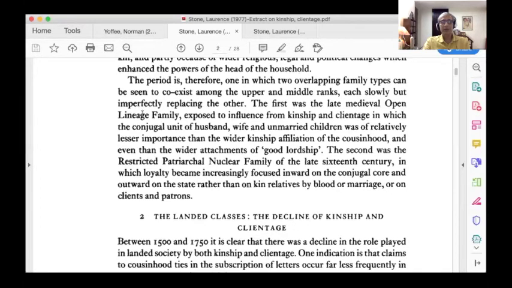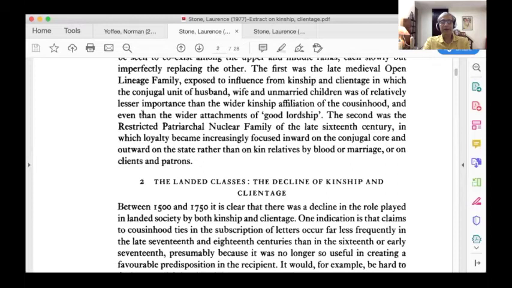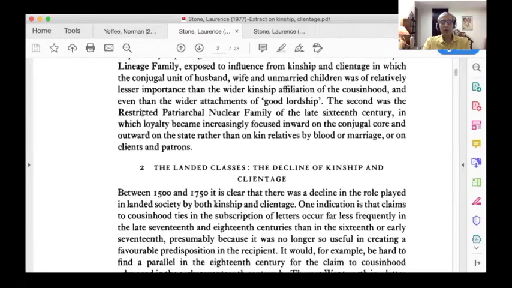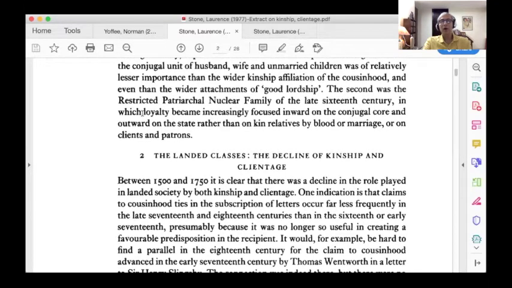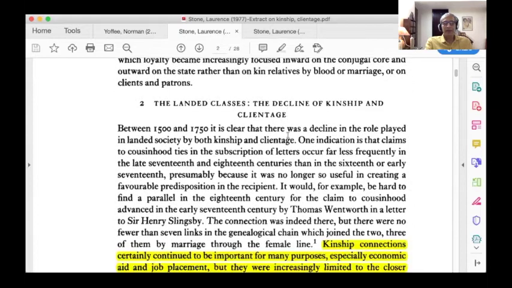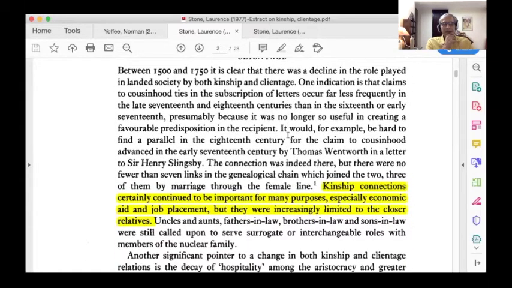The second was the restricted patriarchal nuclear family of the late 16th century, in which loyalty became increasingly focused inward on the conjugal core and outward on the state, rather than on kin relatives by blood or marriage, right? So suddenly you have these units, not kin, not family, not the lordship, but the state that becomes an important source, an important focus of loyalty, right? So let's try and understand how this appears.